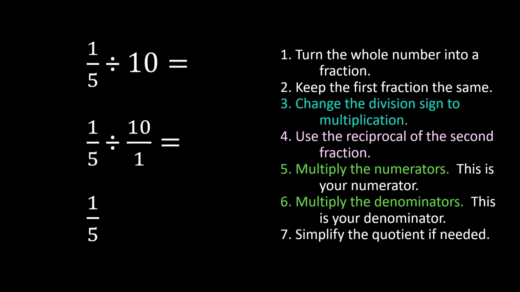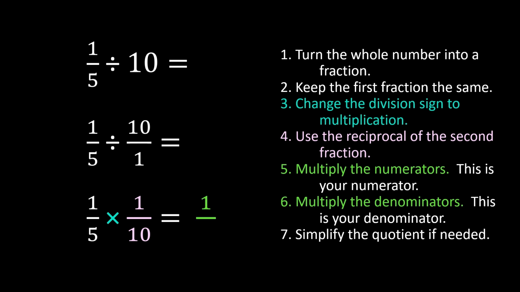Then we change our division sign to multiplication, and we will be multiplying by the reciprocal of the second fraction. So the reciprocal of 10/1 is 1/10, because we simply switch our numerator and denominator. So now I have 1/5 times 1/10, and I'll follow the steps for multiplying fractions. So I will multiply my numerators. 1 times 1, and 1 times 1 is 1. So this is the numerator in my answer.